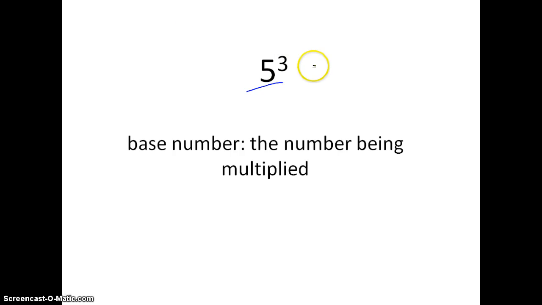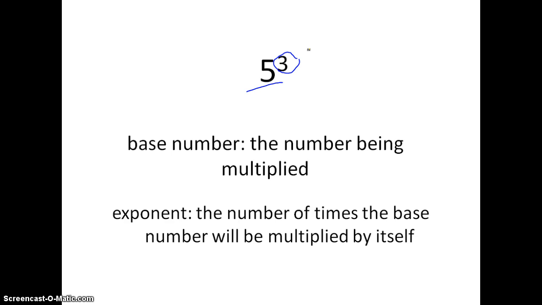Hello, today I'm going to show you how to work with whole number exponents. The problem I'll be looking at is 5 to the third. The 5 is called the base number. This is the number that will be what is multiplied. The 3 is what is called an exponent, and this is the number of times that the base, in this instance 5, is being multiplied by itself.